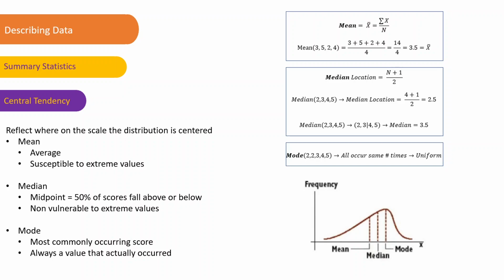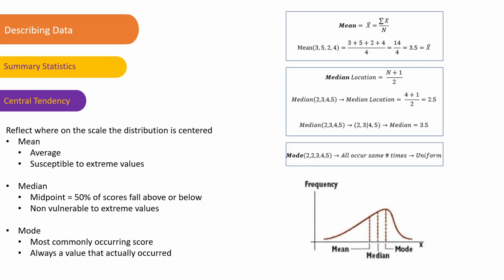I won't spend too much time on it, but the mean, which in the sample version is x bar, is just the sum, sigma, that's the notation for the sum of all of our x values, all of our observations, divided by the number of observations. And there's a worked out example. Then we have the median.